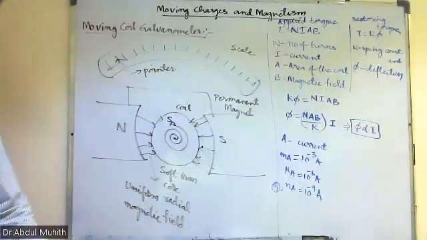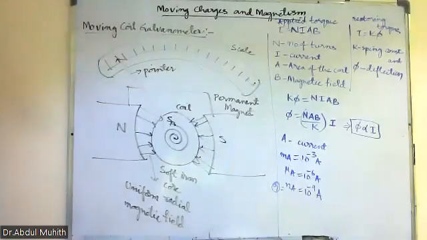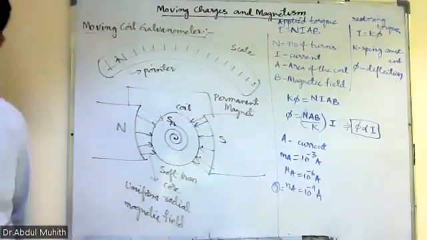We will discuss how to convert galvanometer to ammeter and galvanometer to voltmeter. These two we will discuss and this chapter will be done.